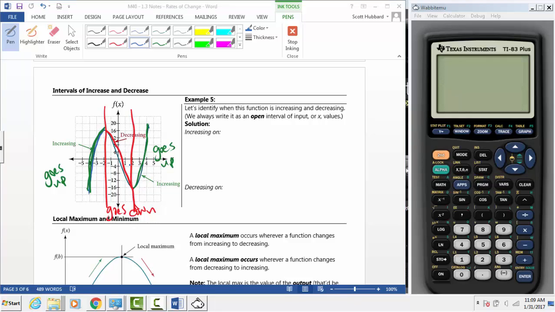So anyways, the way we write that is it's kind of confusing to have to draw the graph every time. So instead what we can do is we can say, okay, we're going to talk about the interval of the x values. So this graph is increasing. Let me erase some of this stuff.